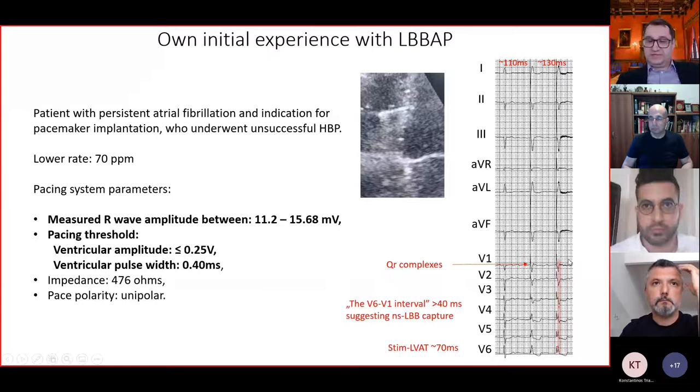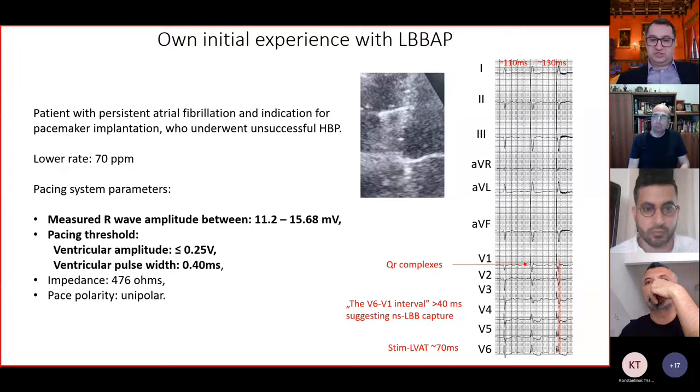Stimulus to left ventricular activation time was about 70 milliseconds, and the V6-V1 interval was over 40 milliseconds, suggesting non-selective left bundle branch capture. The pacing parameters were very satisfactory. The measured R-wave amplitudes were between 11.2 and 15.7 millivolts, and there were also very low pacing thresholds.